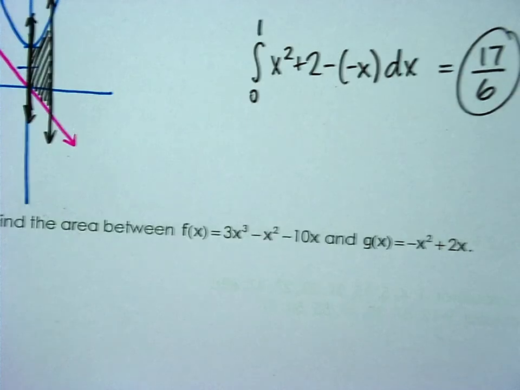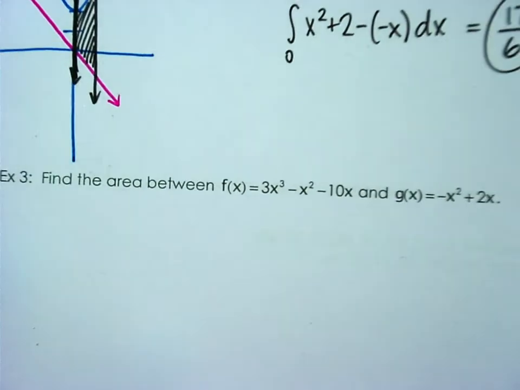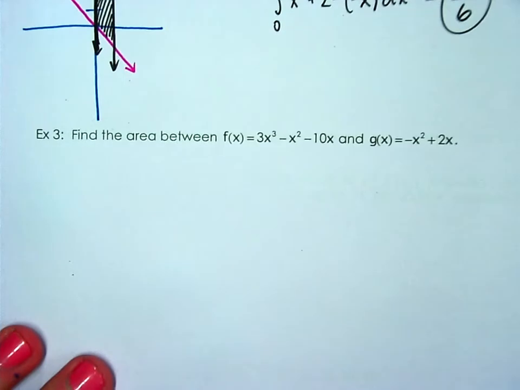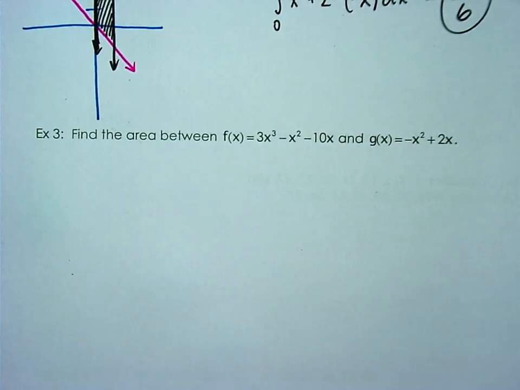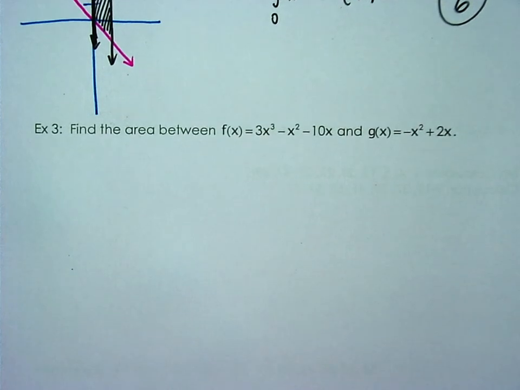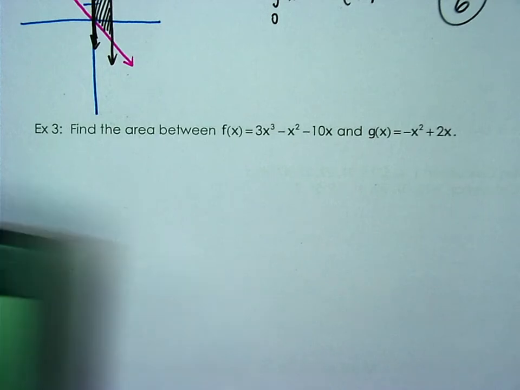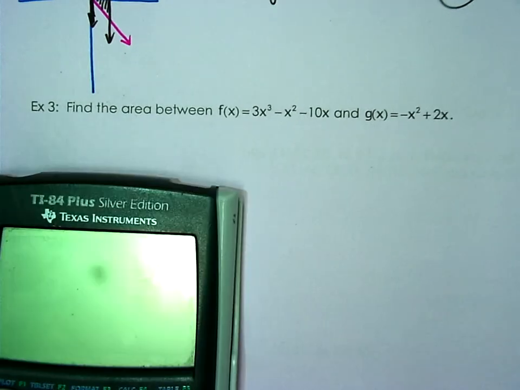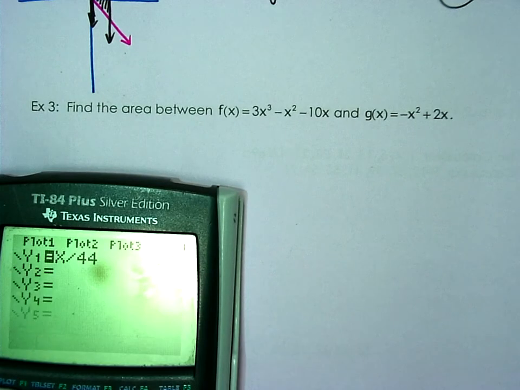Example 3 is where we kind of get interesting. So this is going to be an interesting sketch for us. We have the area between f of x equals 3x cubed minus x squared minus 10x, and then the g of x function. You are not going to have to graph by hand. You have a crazy cubic like 3x cubed. So we are going to be allowed to use our calculator on some of these problems. So I'm going to go ahead and graph what that looks like now.